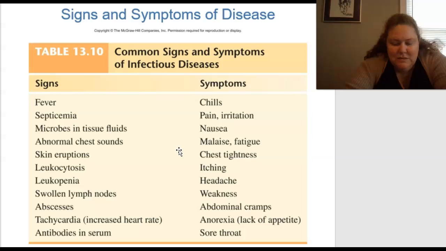So these are common signs and symptoms of our infectious disease. Our signs could be fever, septicemia, microbes in the tissue, abnormal chest sounds, skin eruptions, etc. And other symptoms could be like chills, pain, nausea, fatigue, chest tightness, itching. So a whole bunch of different signs and symptoms. Okay.